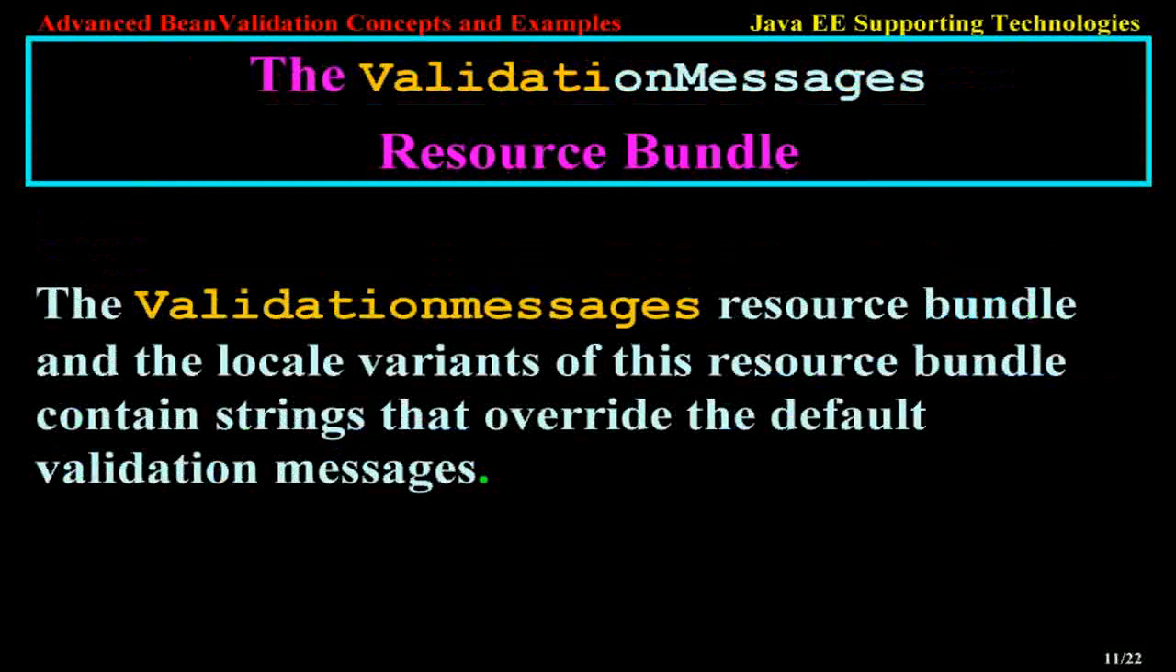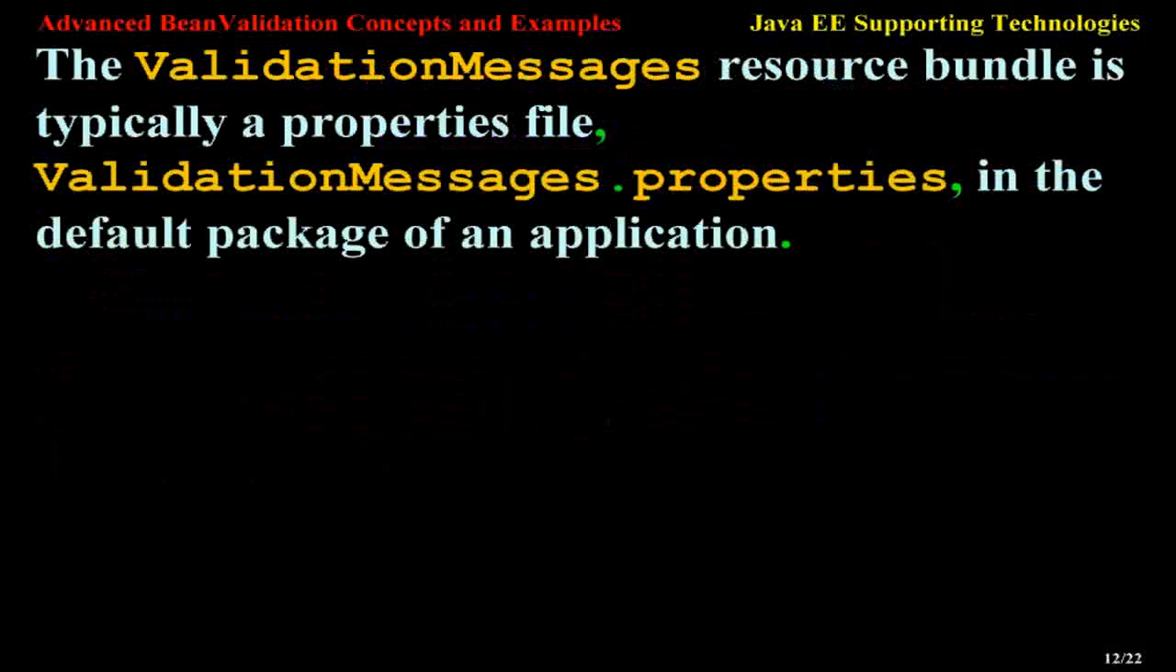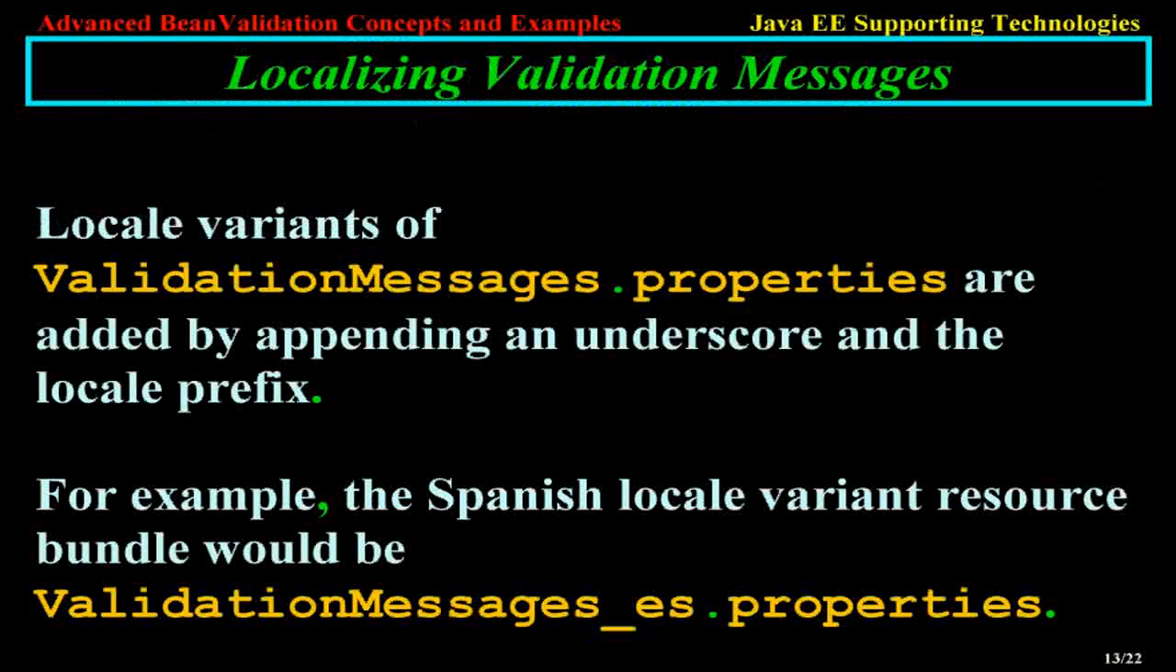The ValidationMessages resource bundle. The ValidationMessages resource bundle and the locale variants of this resource bundle contain strings that override the default validation messages. The ValidationMessages resource bundle is typically a properties file, ValidationMessages.properties, in the default package of an application. Localizing validation messages. Locale variants of ValidationMessages.properties are added by appending an underscore and the locale prefix. For example, the Spanish locale variant resource bundle would be ValidationMessages_es.properties.